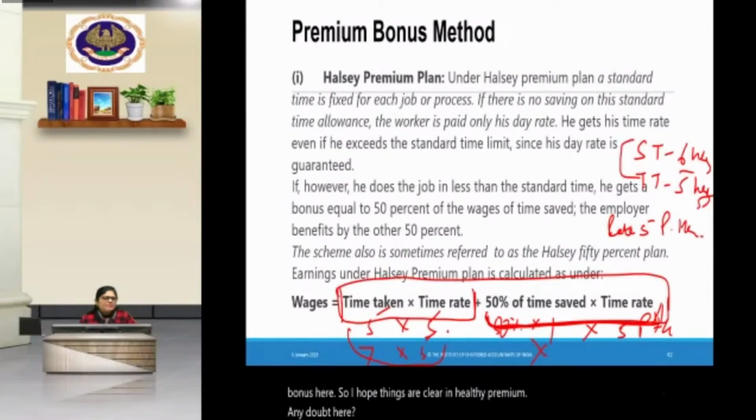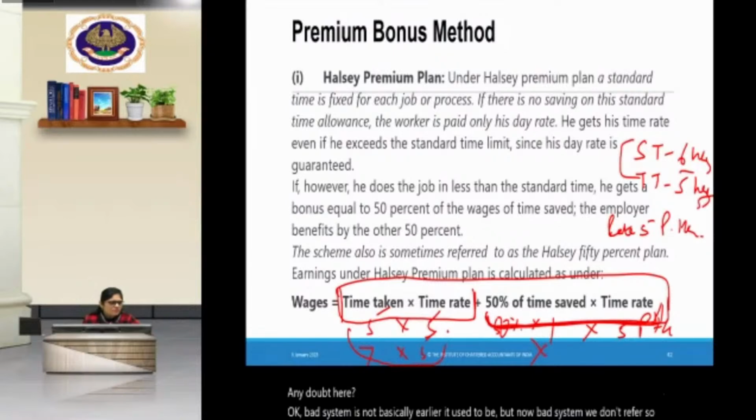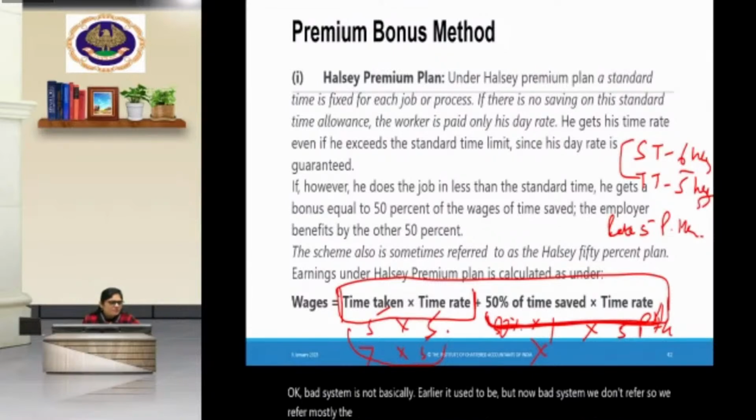Bar system, earlier it used to be, but now we don't refer to the bar system. We refer mostly to the Halsey premium plan. So Neil Kumar, I have just given the example of Halsey premium. We'll be doing a lot of numericals, so don't worry.